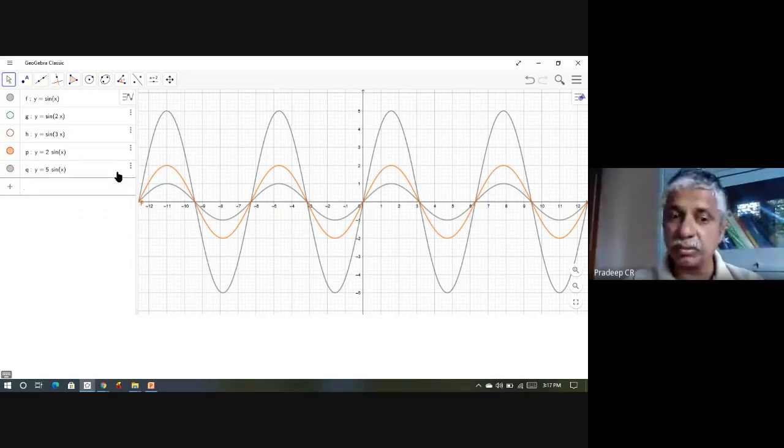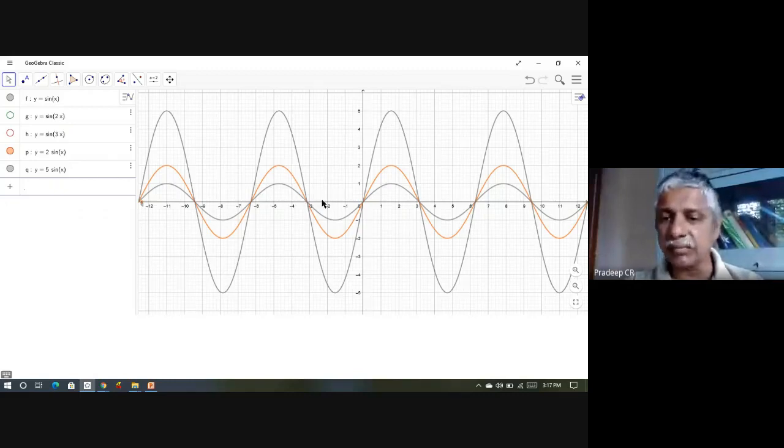When you try to increase the coefficient of x inside the sine, then the frequency increases. This is amplitude and this is frequency. These are important words. They will keep coming throughout your course. So be aware of these kind of functions.